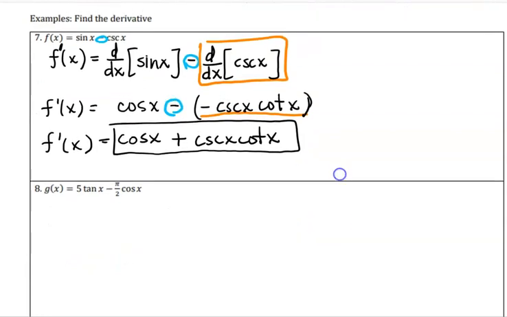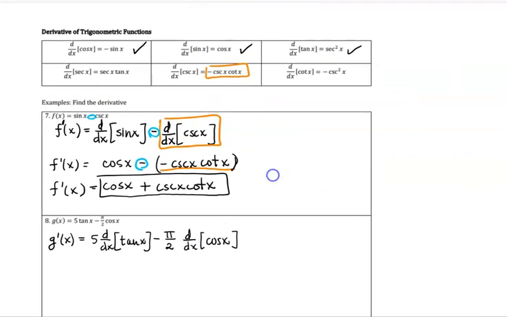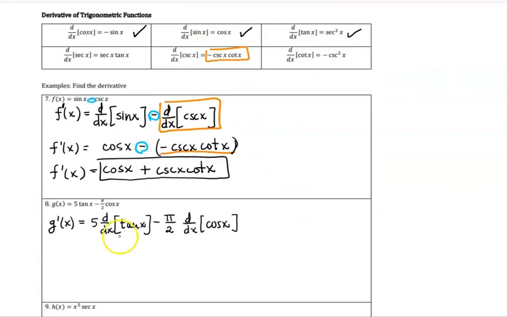Example 8. I'll go ahead and break this up into some separate derivatives. I'm going to do a few steps in one. I've gone ahead and pulled out my constant of 5, and I'm also pulling out this constant of pi over 2 in front of cosine x. And now I'm going to go up and look at some derivative rules. The derivative of tangent is secant squared. So we keep the 5 in the front and we multiply that 5 by secant squared x.